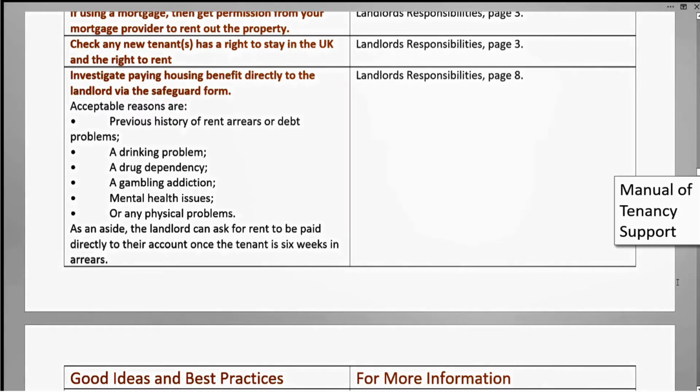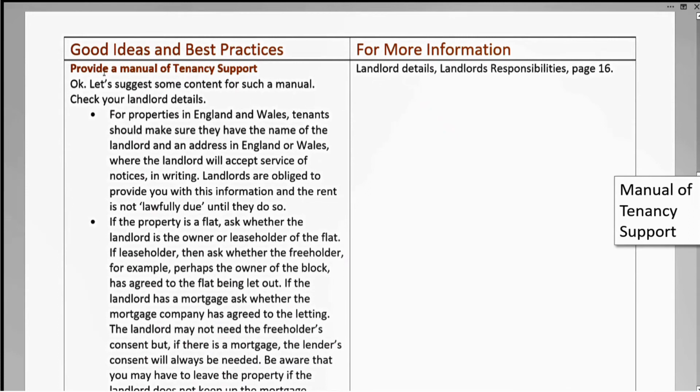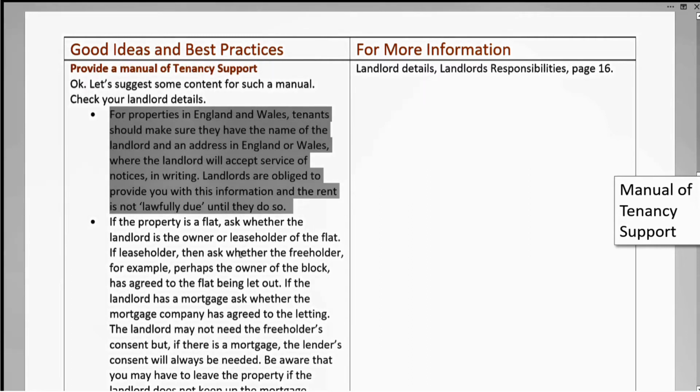Provide a manual of tenancy support. Okay. Let's suggest some content for such a manual. Check your landlord details. For properties in England and Wales, tenants should make sure they have the name of the landlord and an address in England or Wales, where the landlord will accept service of notices, in writing. Landlords are obliged to provide you with this information and the rent is not lawfully due until they do so.